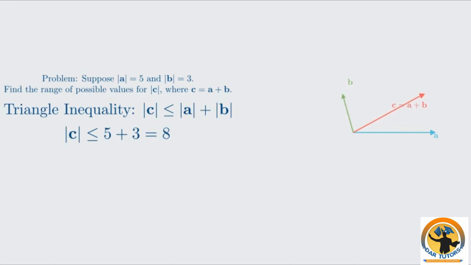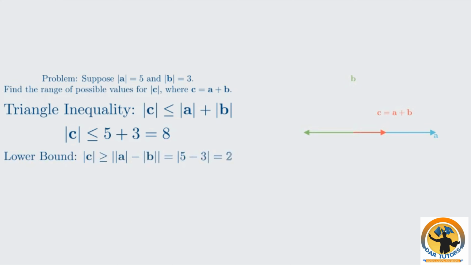The smallest possible magnitude for c occurs when the vectors a and b point in opposite directions. In this case, the magnitude of their sum is the absolute value of the difference of their magnitudes. This is the absolute value of 5 minus 3, which is 2. Combining the upper and lower bounds, we find that the magnitude of c must be between 2 and 8, inclusive. This is the range of possible values for the magnitude of the sum of the two vectors.